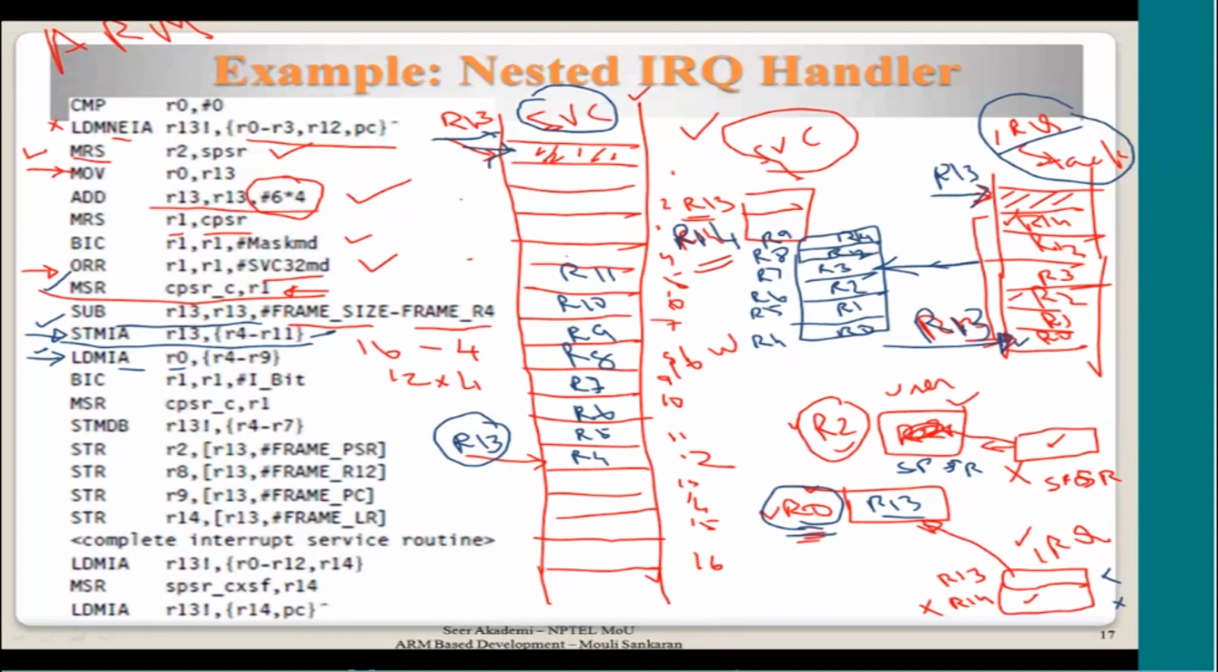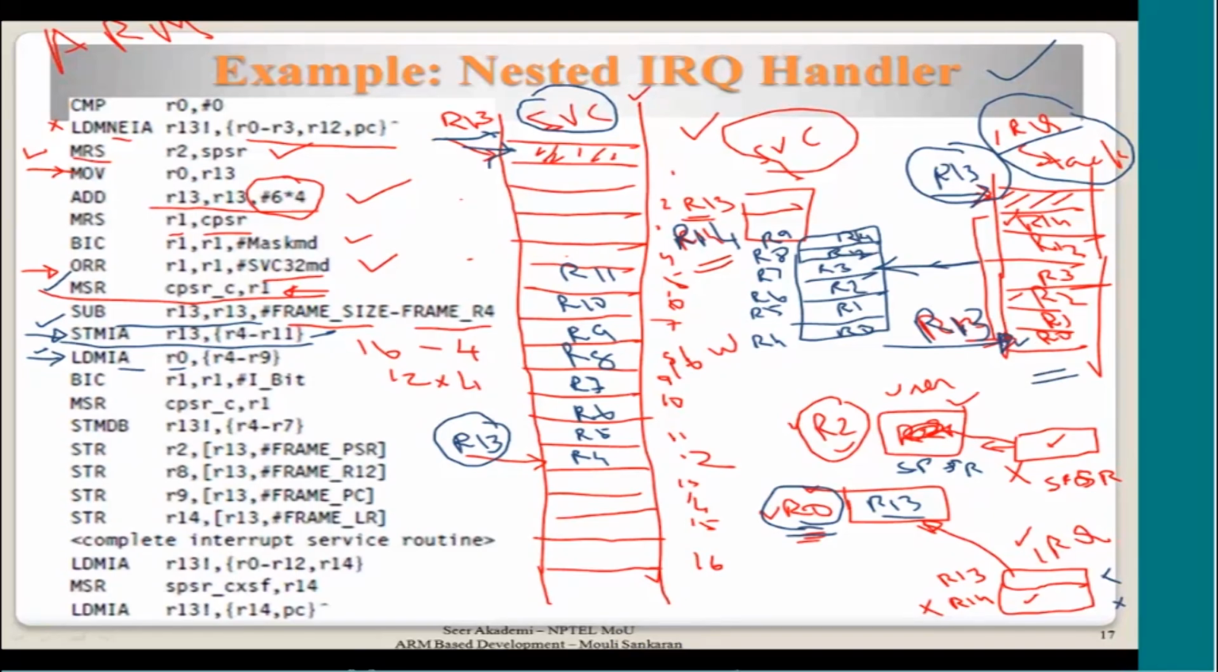Why do you have to copy it? I told you, we are out of IRQ mode, and then we are going to enable the interrupt now. At that time, what will happen? An interrupt can come and then this will be overwritten. So before it gets overwritten, we want to preserve this value, because these are the values which will take us back to the user mode code.